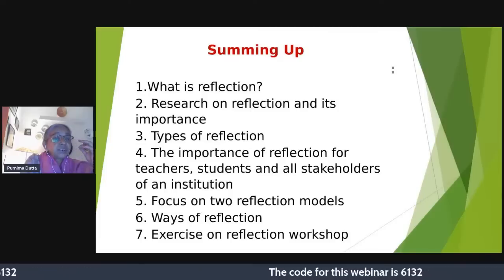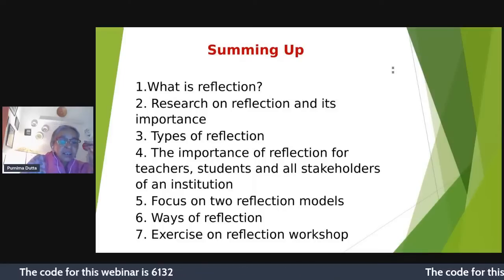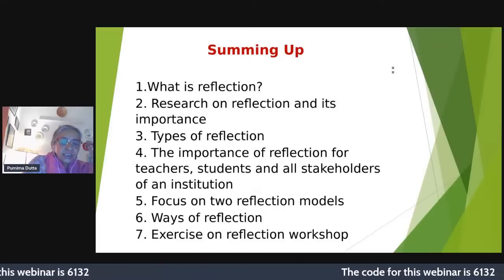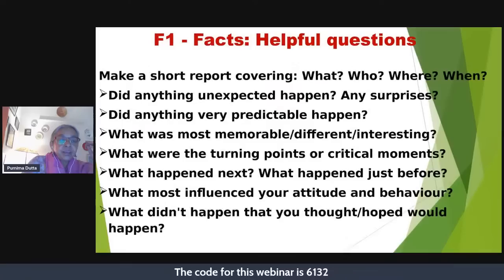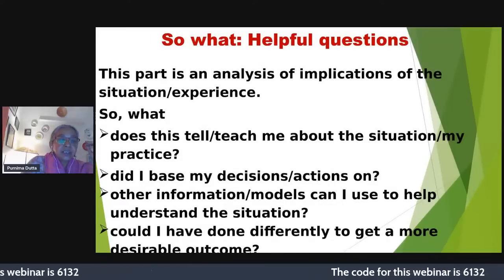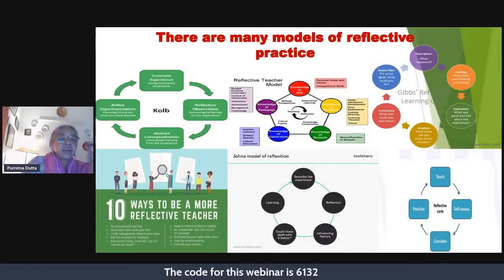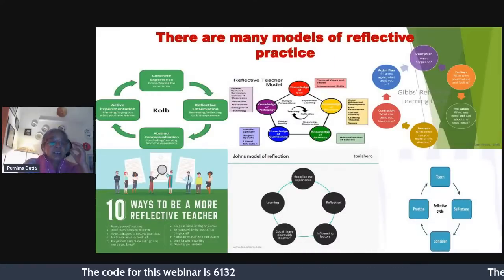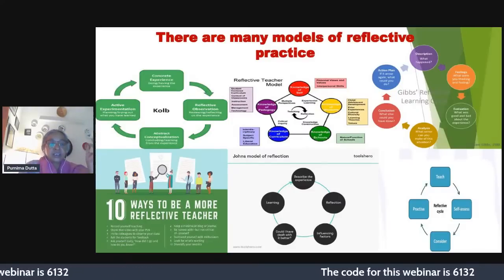What does research on reflection say? Is there a lot of research on reflection? I think the third or fourth slide showed us there are almost 11 different models that exist. So there are 11 different kinds of research, at least. Just look at these, and these don't include the two that we did. So there are six here and two, eight already.